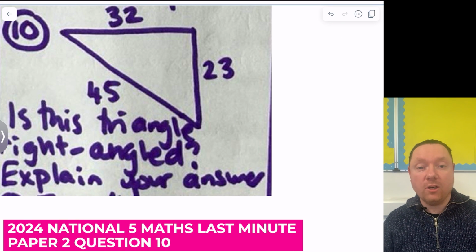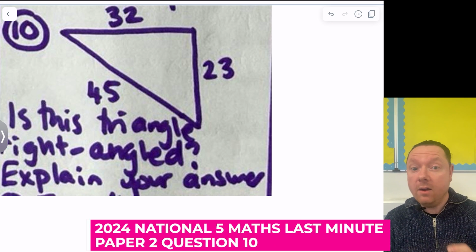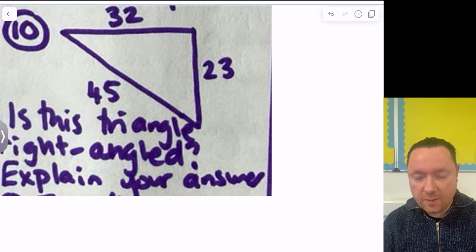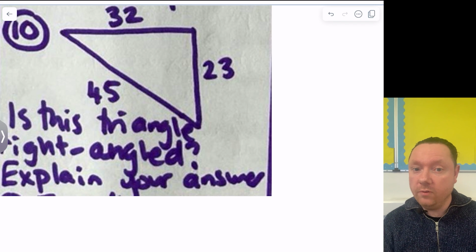Is this triangle right angled? So this is the converse of Pythagoras. We need to do this in a nice certain way, otherwise you don't get marks. You keep it all separate. If you start off by saying 23 squared plus 32 squared equals 45 squared, you will lose marks. Do not do that, keep it separate.